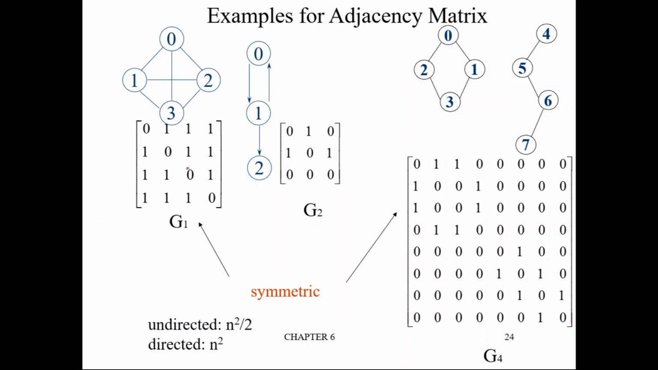So again you see this is an undirected graph. Okay, you can see this is symmetric. You take any row. For example, let us take this row. Okay, this is row number what?